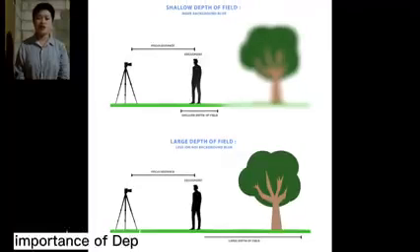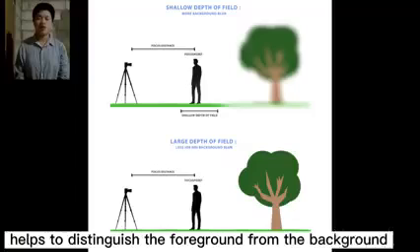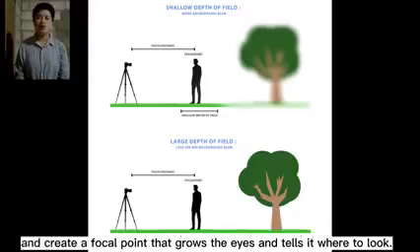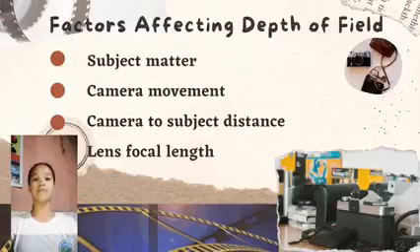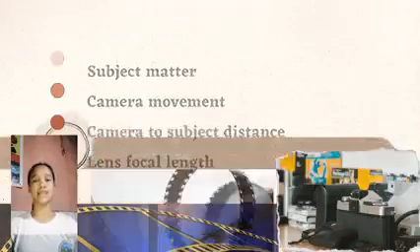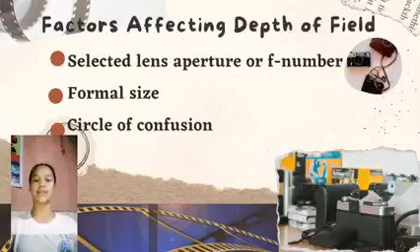The importance of depth of field is it helps distinguish the foreground from the background to create a focal point that draws the eyes and tells them where to look. Factors affecting the depth of field. There are several factors affecting the depth of field, such as subject matter, camera movement, camera to subject distance, lens focal length, selected lens f-number, format size, and circle of confusion criteria.